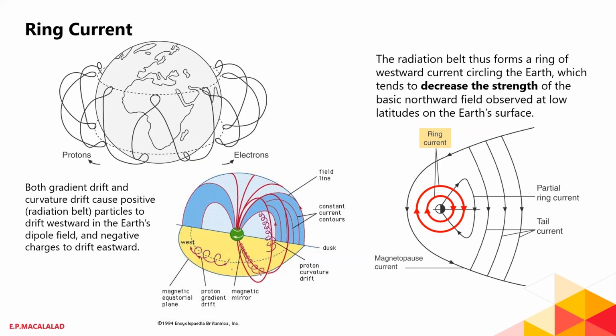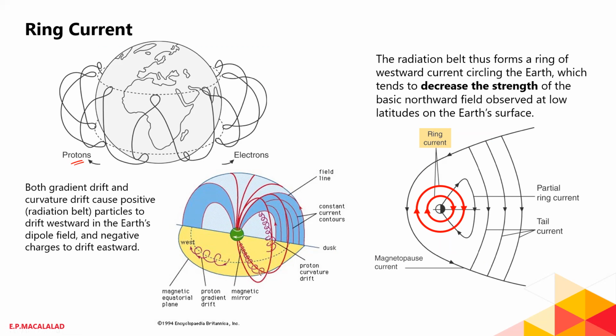So again, conventional current says that the direction of the current is the direction where your positive charges move. So we are going to follow the direction of your protons, which is westward. So that is where your ring current will go. The ring current is very important in determining your geomagnetic storms, because we measure the ring current as a proxy, or representative parameter, to know whether a geomagnetic storm happens.